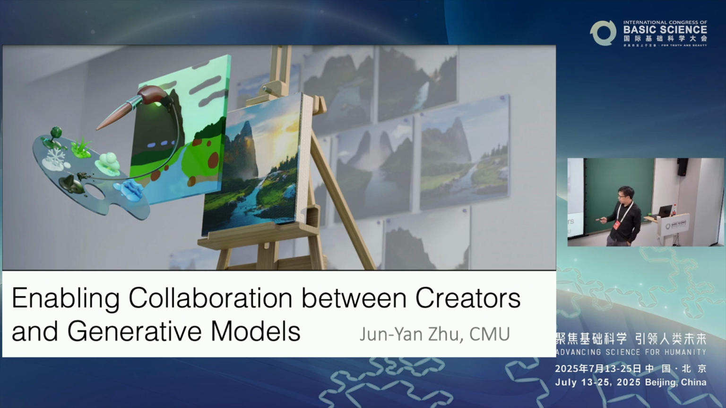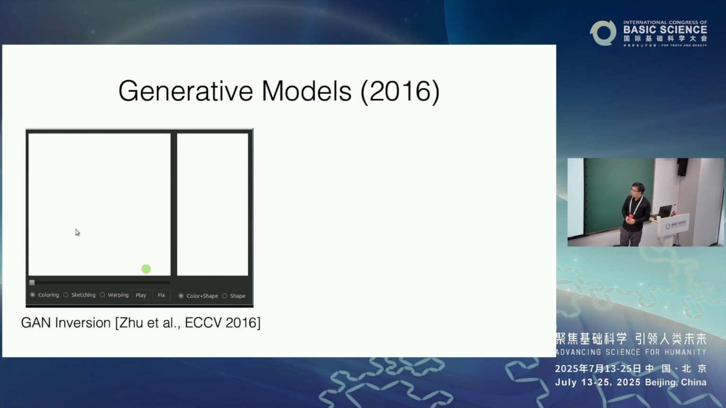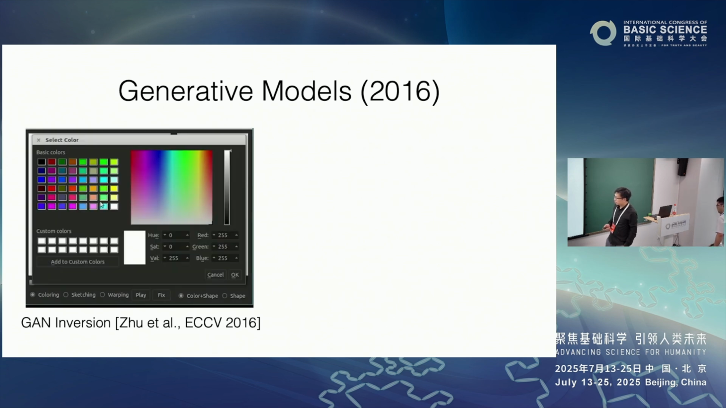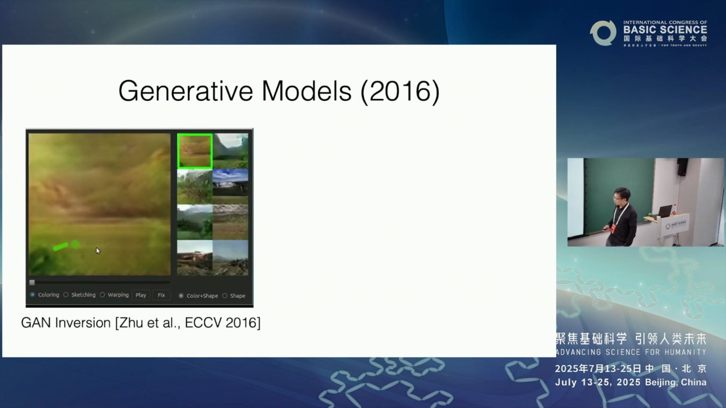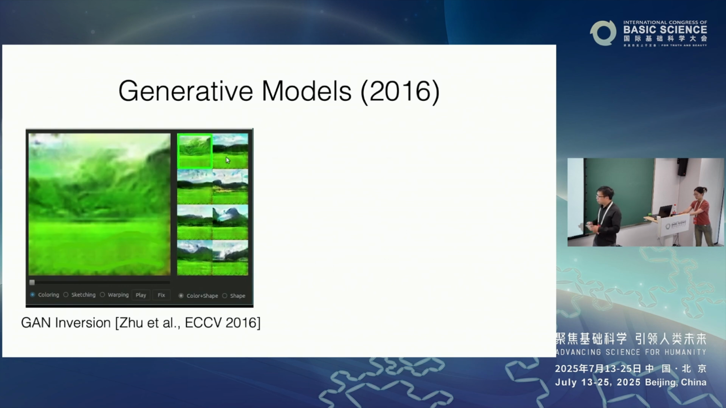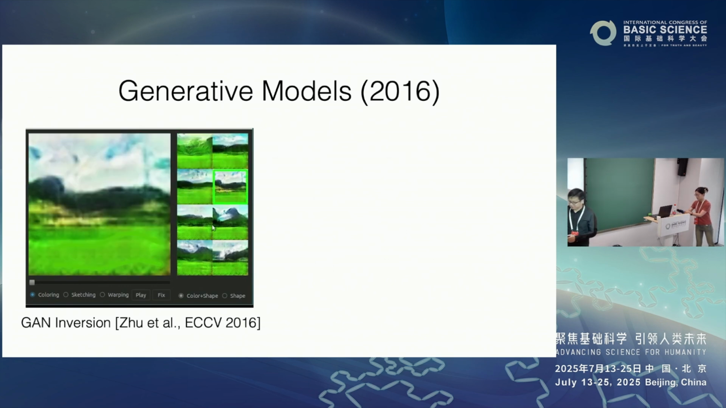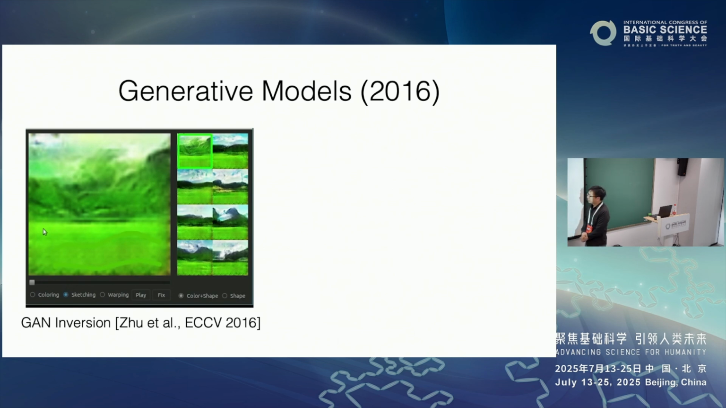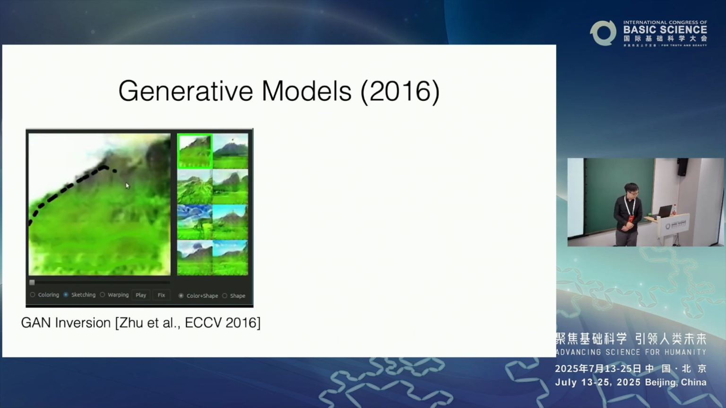Today I'll just talk about some of our recent work on enabling collaboration between creators and generative models. Okay, so I want to go back to 2016, when we wrote one of the first generative model papers in a computer vision conference. Here we try to turn user scribbles into photos.